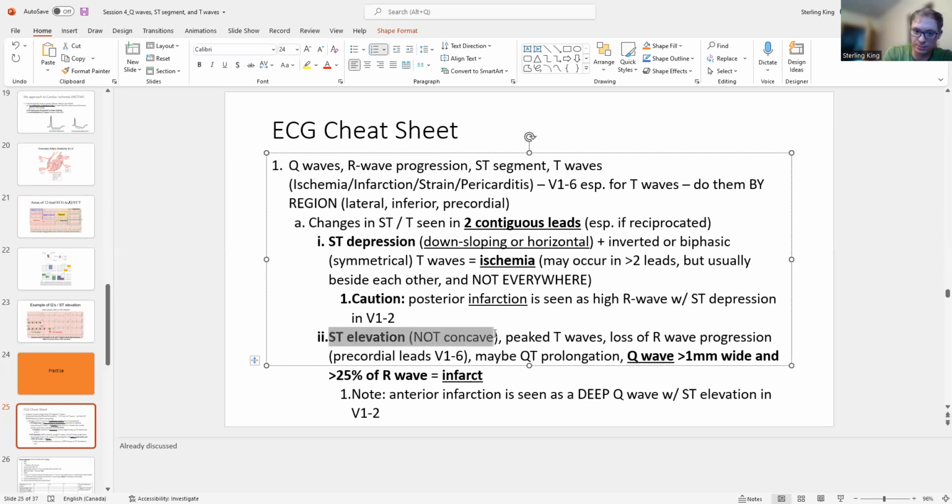ST elevation, you don't want to see a concave shape. Loss of R wave progression, looking at the Q waves, probably infarct.